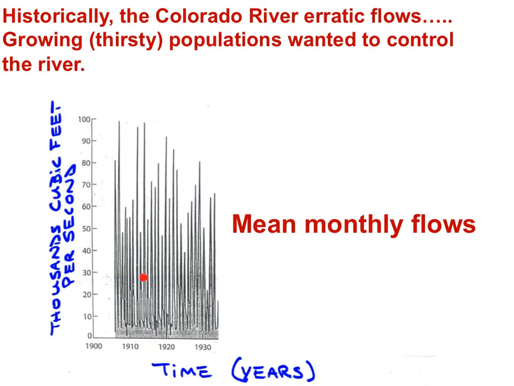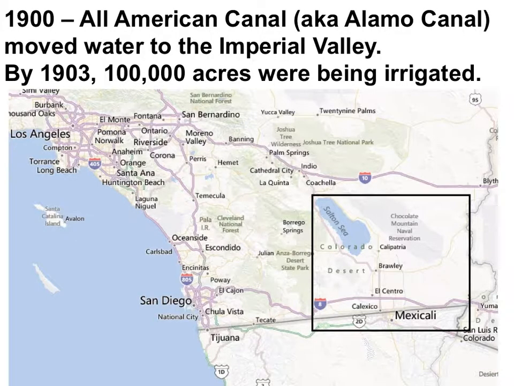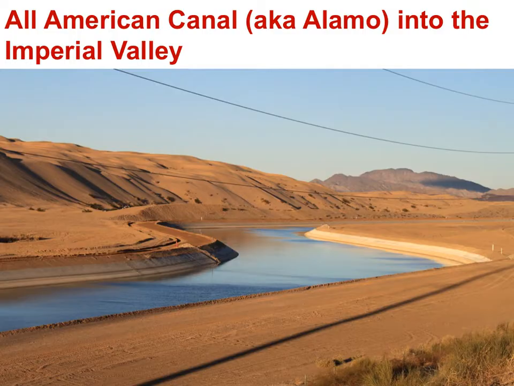Historically, the flow rate on the Colorado River varied widely. Growing, thirsty populations wanted to control the river. Diversions of water, called ditches in Colorado, moved water out of the river to farmland for irrigation. In 1900, the All-American Canal moved water out of the Colorado River to the Imperial Valley in California. This was near the southern end of the Colorado River. By 1903, 100,000 acres were being irrigated in the Imperial Valley alone. Here's an image of the All-American Canal taking Colorado River water into the Imperial Valley of California.